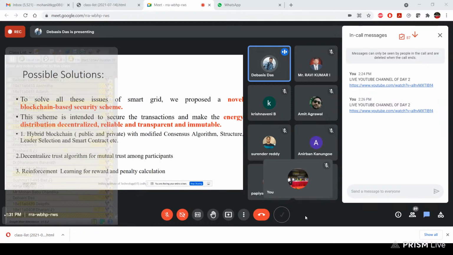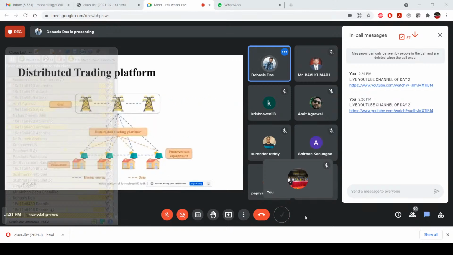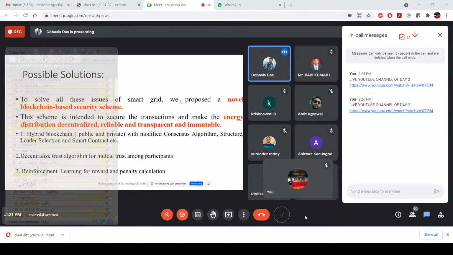So what is the possible solution? I just mentioned we can use the same concept. This whole thing is distributed, and we are using a novel blockchain based security scheme for secure transactions. For the single point of failure we use decentralization, as well as transparency. This means one user, in the case of a household user, can check whether other users have extra surplus or want to share some information. So all this information is visible. That's why it is transparent.